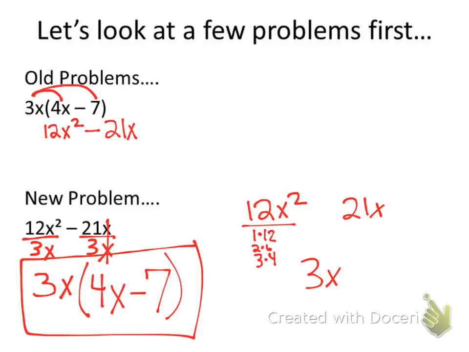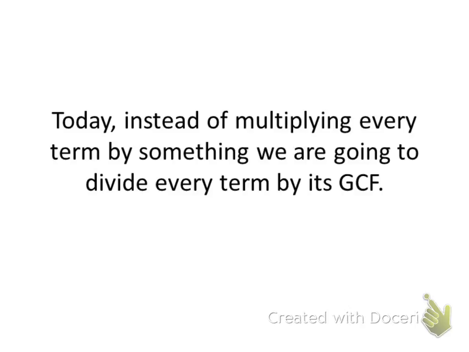Okay? So here is what I want you to write down. This says, today, instead of multiplying every term by something, we are going to divide every term by its GCF. So I'll give you a minute to quietly write that down. And then we will look at 5 examples for today. Then we'll pause and pick it up after the weekend.